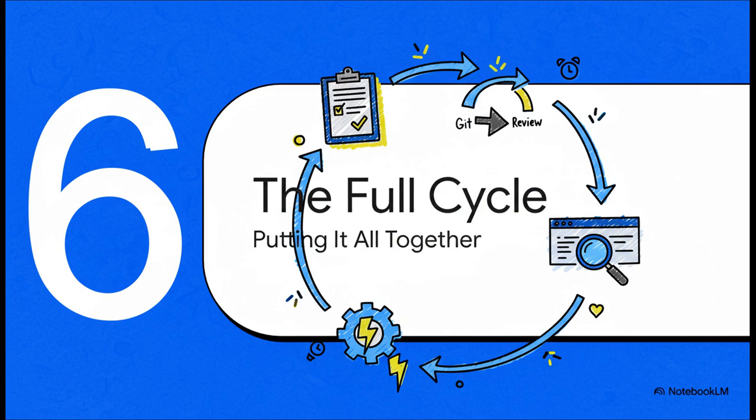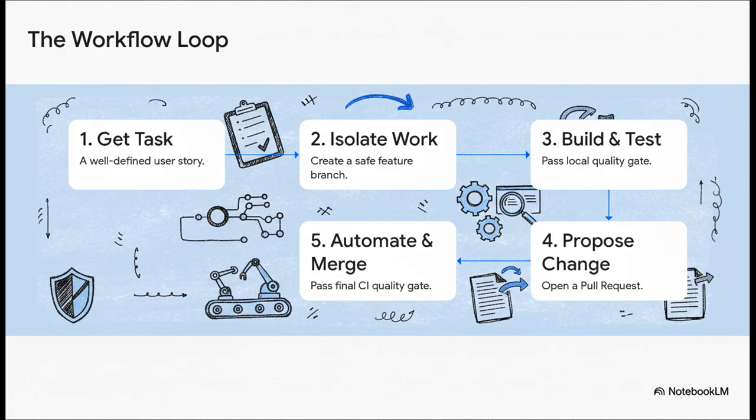Okay, we've gone through all the individual steps. So for our final section, Section 6, the full development cycle, let's zoom out and see how this all connects into one continuous loop. And here it is, the entire workflow in one elegant loop. You get a small task, you safely isolate it in a branch, you build and test it, you propose the change for iterative feedback, and finally, you let automation verify and merge it. Then, the cycle starts all over again with the next valuable task.